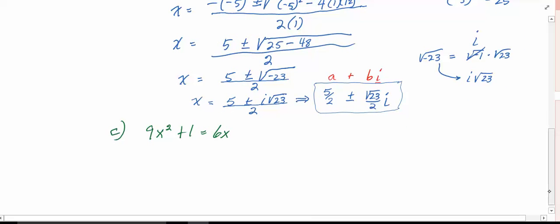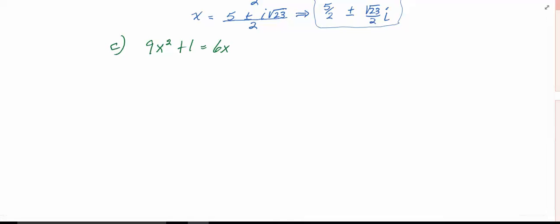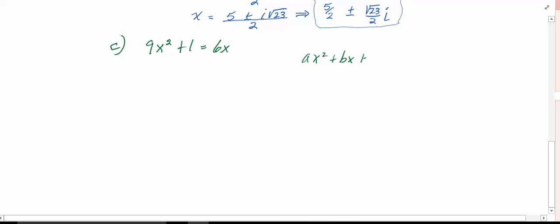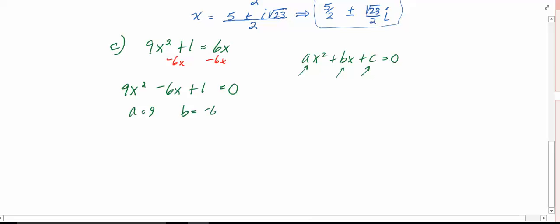All right, now let's look at this last one. And here's the thing, this one is not in the form ax squared plus bx plus c. It's not in the standard quadratic form, and so what we want to do is get it into the right form, because otherwise we can't identify our a, b, and c. So let's move the 6x back over to the left so that we can pull off the numbers properly. Now we have 9x squared minus 6x plus 1. Now I know that a is 9, b is negative 6, and c is 1. Now I'm ready to put it in the quadratic formula.